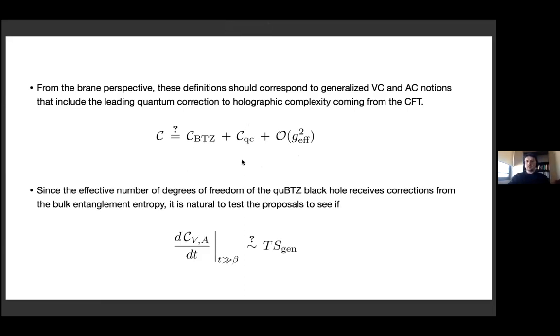Also, since the effective number of degrees of freedom of the quantum BTZ black hole receives corrections from the bulk entanglement entropy, we were thinking of testing the late time growth of these proposals of the generalized complexities with the corrected slope that we would expect in a quantum circuit. So the thermodynamic entropy is giving an idea of the approximate number of degrees of freedom of this black hole and receives corrections from the entanglement entropy of the quantum field theory, and the expected slope for the growth of complexity will also get corrected in this sense.